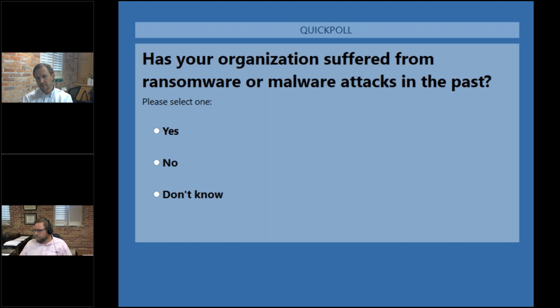Those that say yes, it's interesting. I'd love to hear stories on how they overcame it. It kind of comes down to, you hear you can pay the ransom, get a decryption key for your data and get your data back. The FBI says that you have about a 50-50 chance of getting your data back, even if you pay the ransom.